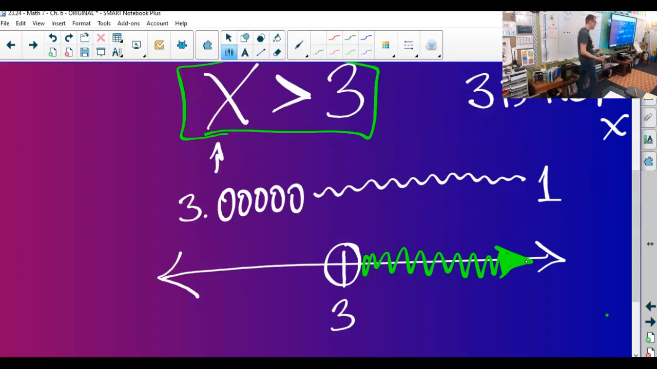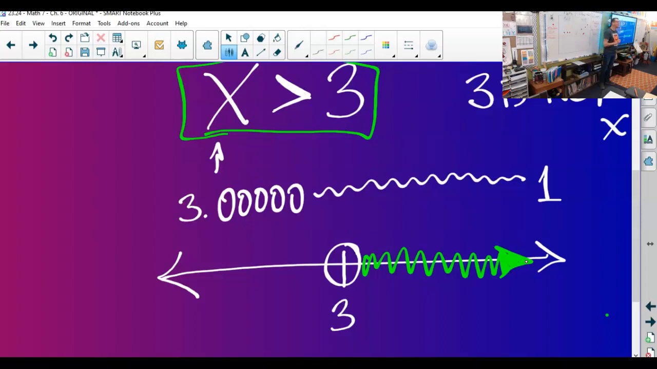It's not a number. So when we shade x is greater than 3, the circle stays open because 3 is not a solution. And then we shade to the right to show the numbers that are bigger. Questions?